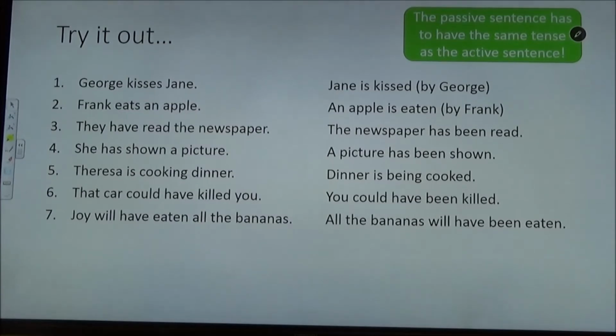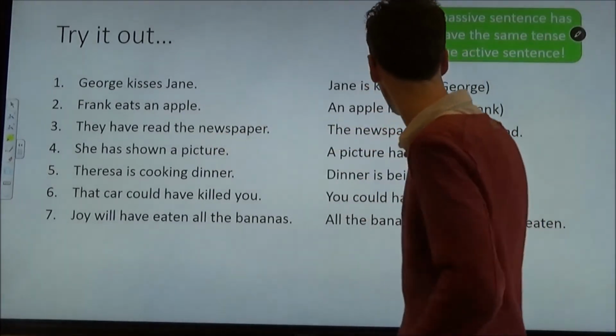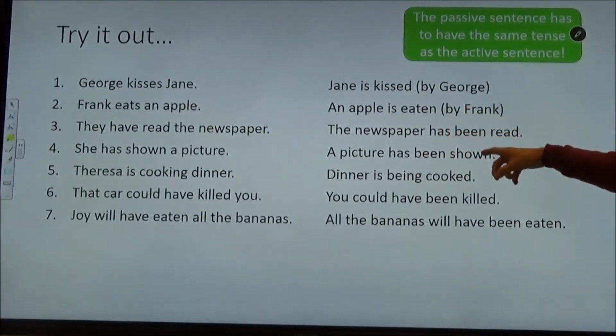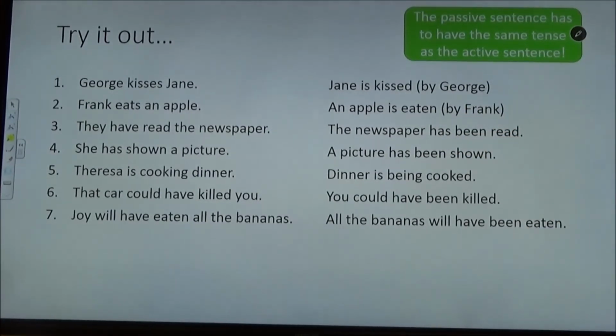The third one is interesting. The newspaper has been read. They have read the newspaper becomes the newspaper has been read. Why? Well, this is a present perfect, and so here we have a present perfect as well. Right? Number 4, she has shown a picture. A picture has been shown. Both are in the present perfect. Right?